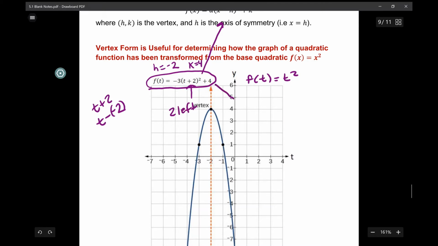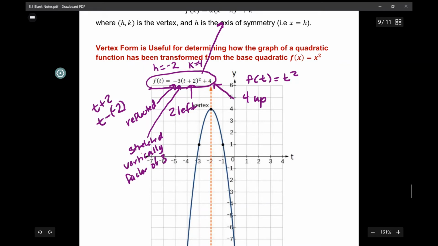There's been a vertical shift 4 up, right? And also the negative means we've been reflected. And finally, a vertical stretch of 3, stretched vertically by a factor of 3.